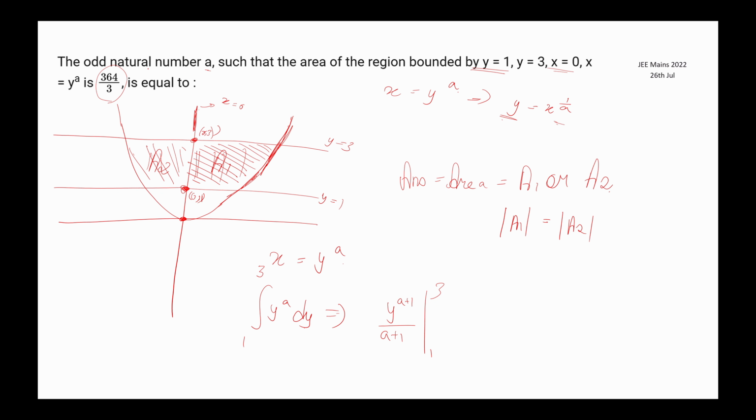And what were they asking us? The odd natural number a. So basically a equal to 5 is my answer. Again, a fairly easy question. The only thing is that you had to understand that the graph that was drawn is symmetrical, and since it is symmetrical, and they haven't told us anything about the positive or the negative side, you have to consider both the areas.